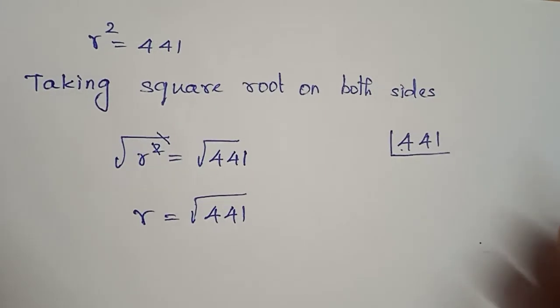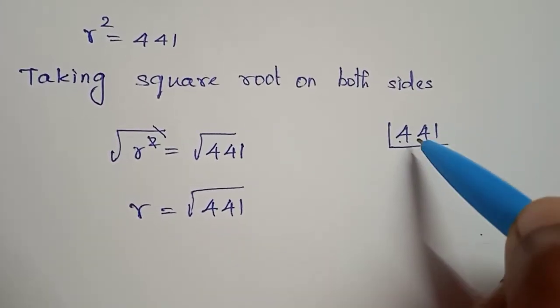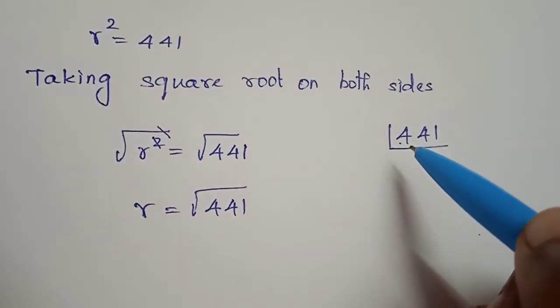The least prime number is 2. Can you divide it by 2? No, because it is an odd number. We cannot divide it by 2. So the next prime number is 3.